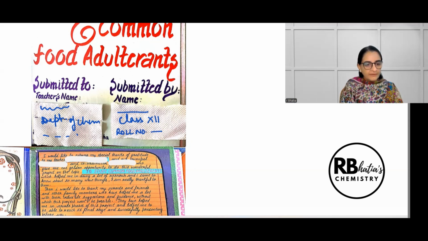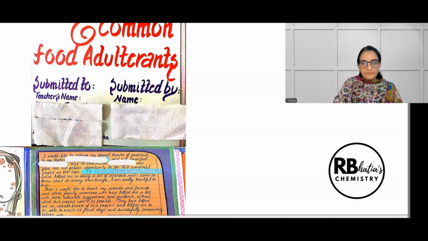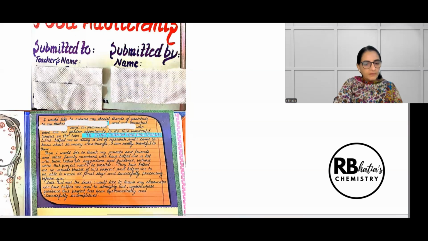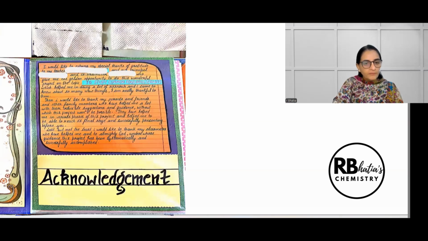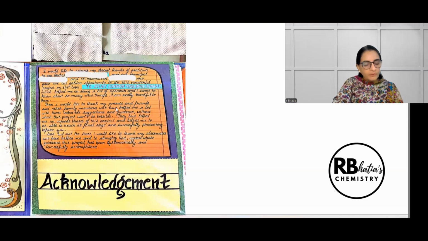Now, the next page has to be the acknowledgement sheet. The acknowledgement sheet covers you thanking various people who have helped you in the completion of this project. So this is, I would like to thank, whosoever you want to thank, and this page should be signed by you, your signature at the end of this page. Clear? And then we have a teacher certificate.